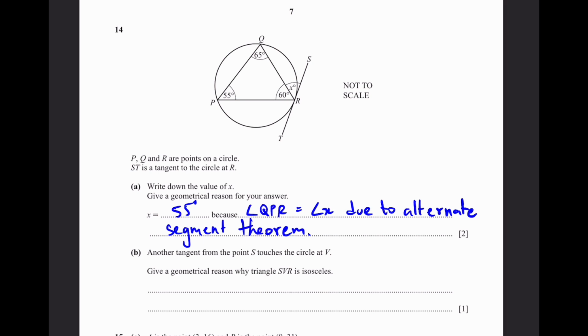So V is a point which is now given over here, but the tangent starts at point S. Give a geometrical reason why triangle SVR is isosceles. So a tangent starting from the point S in another direction will go in this direction. That's the only other way for it to go. It'll touch at this point, which we can call point V as given. Now, how do we say that the triangle SVR over here is isosceles?